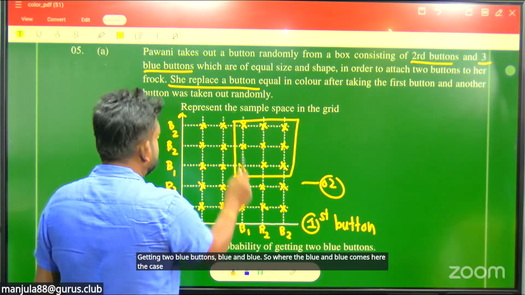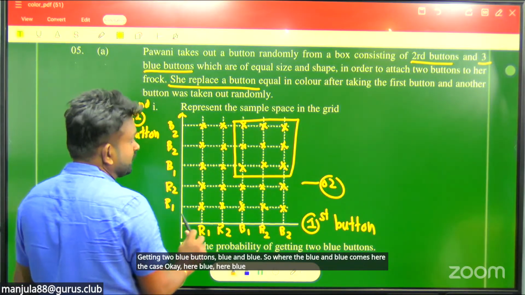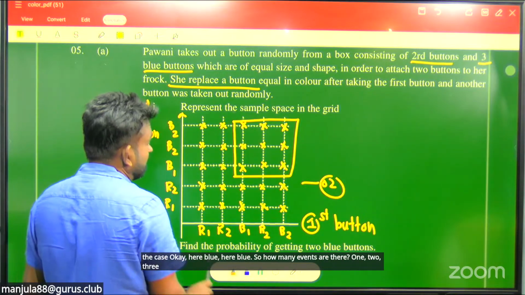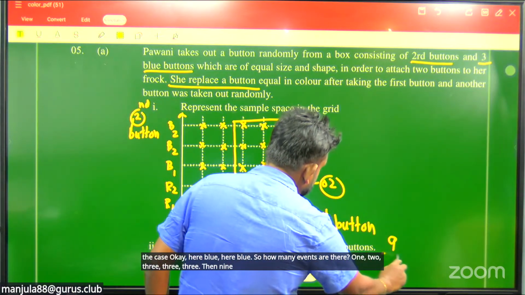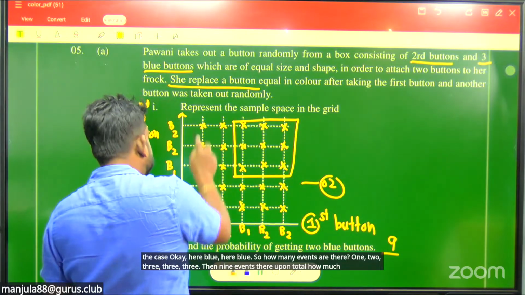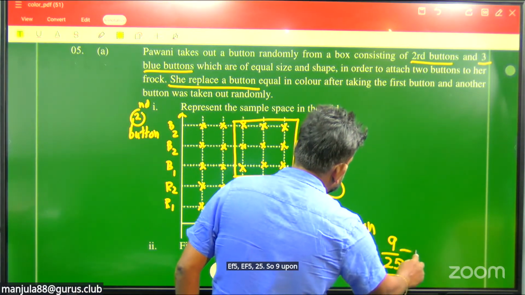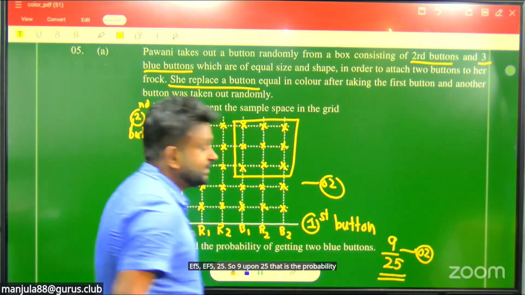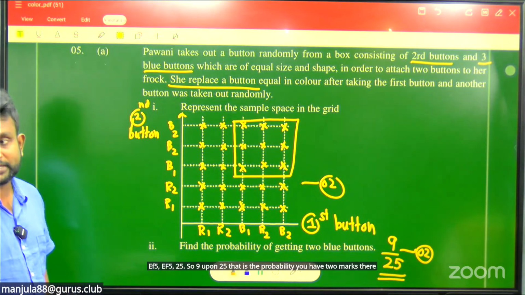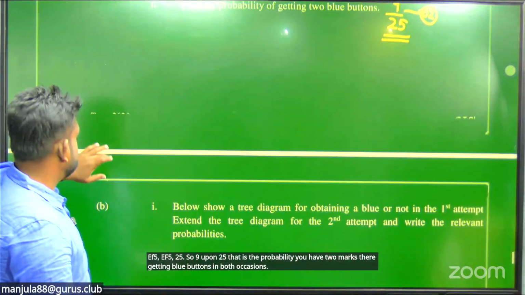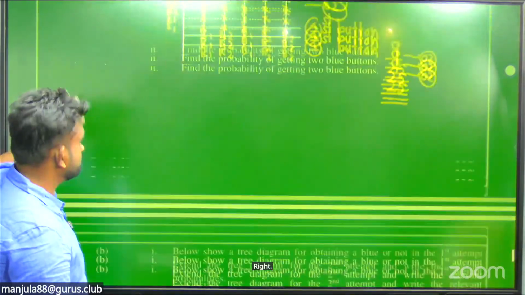Here blue. So how many events are there? 1, 2, 3, 3, 3. Then 9 events there. Upon total, how much? Here 5, here 5, 25. So 9 upon 25, that is the probability. You have 2 marks there, for getting blue buttons on both occasions. Right, so that is done for this question, 4 marks given.